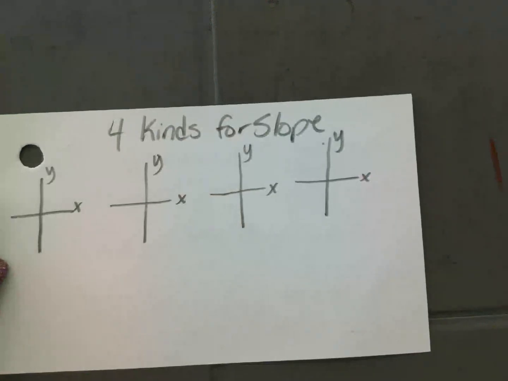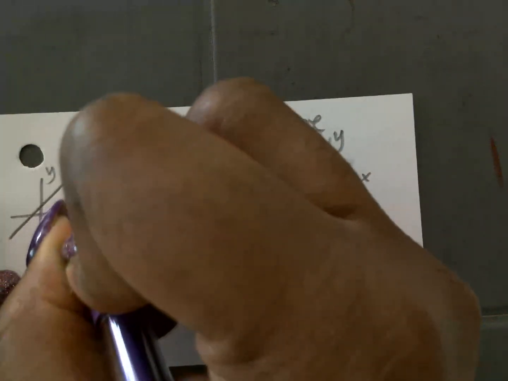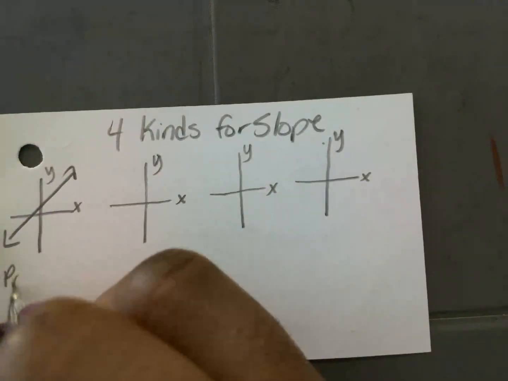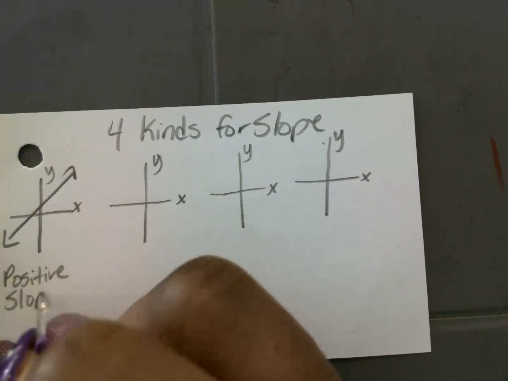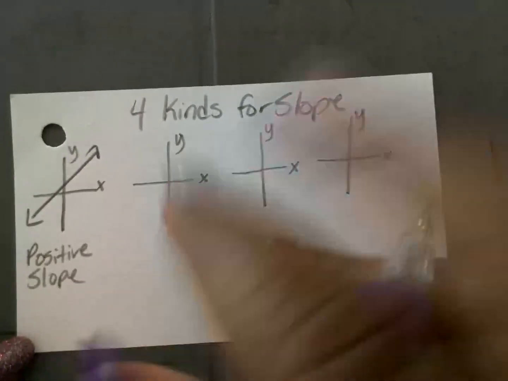The first kind of slope that we talked about is if from left to right, the ordered pairs increase, the line increases. This is a positive slope. That means that M is a positive number. As X increases, Y increases.